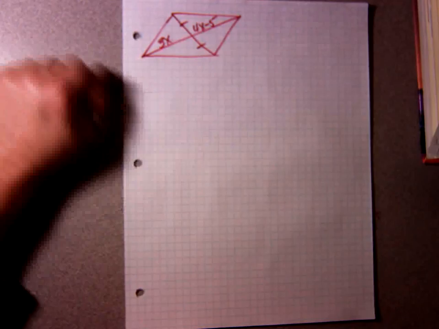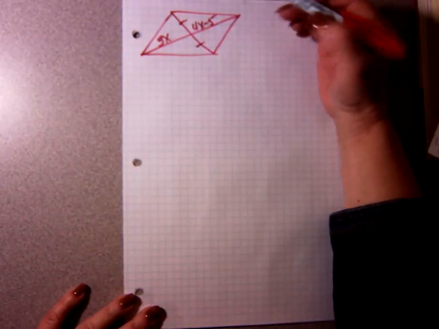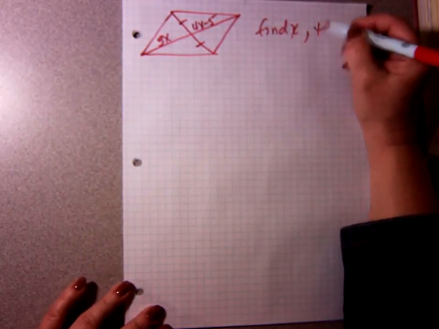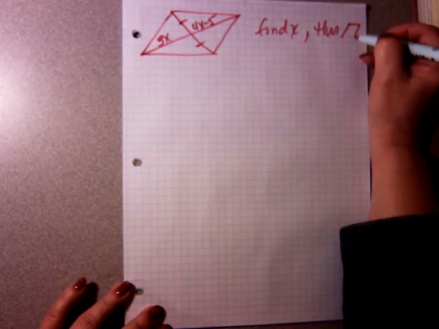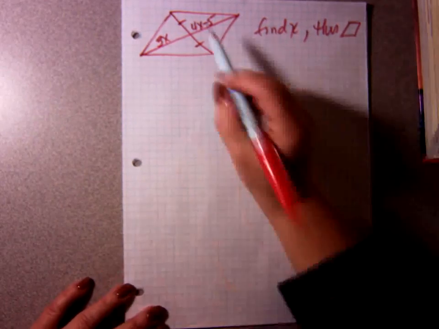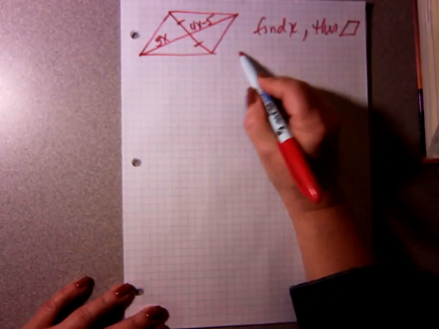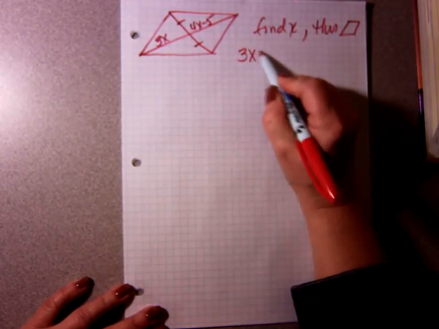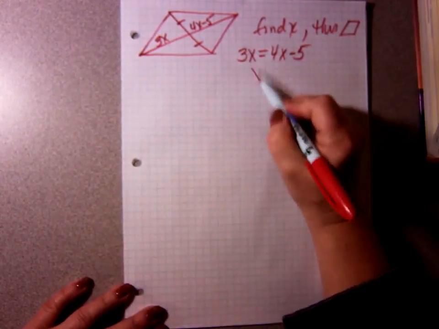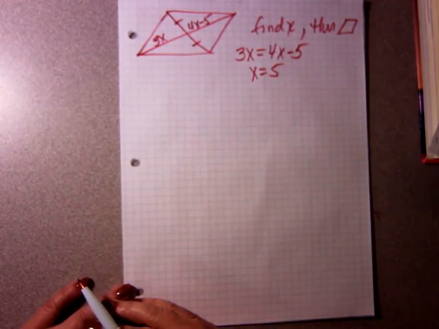Okay, I have a quadrilateral. It says that this is congruent to this, and I need to find x such that this is a parallelogram. So if this were a parallelogram, and this is the diagonal, and this is the diagonal, these two already are congruent, so to solve this, we can assume that these also are congruent, and we end up with x equals 5.